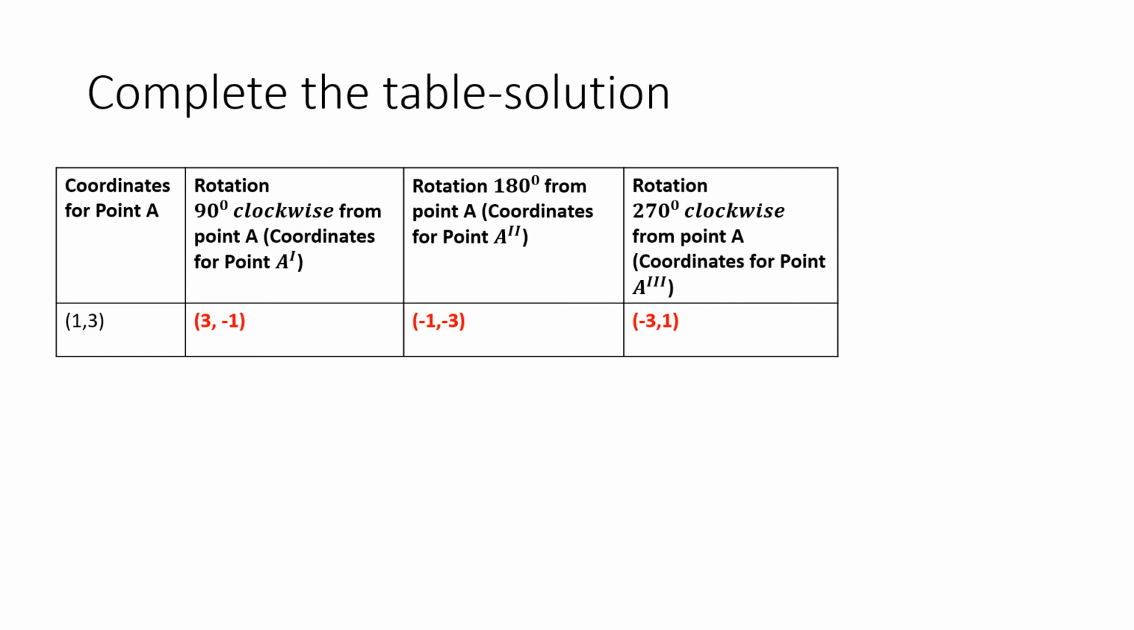So we notice as we rotated point A 90 degrees clockwise, the x and y coordinates switch and x becomes negative. When we rotate 180 degrees, x and y coordinates both become negative. When we rotate 270 degrees, x and y coordinates switch and y becomes negative.